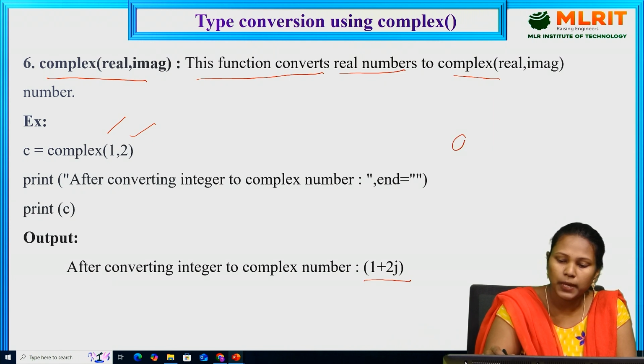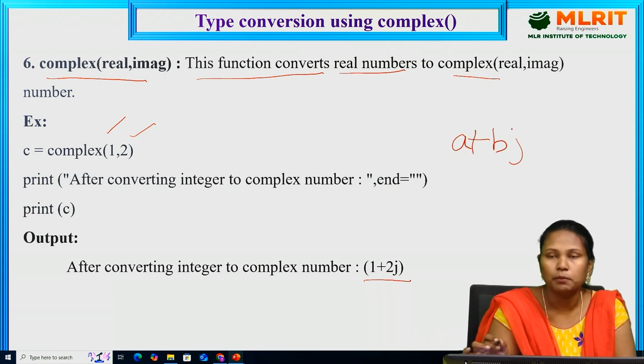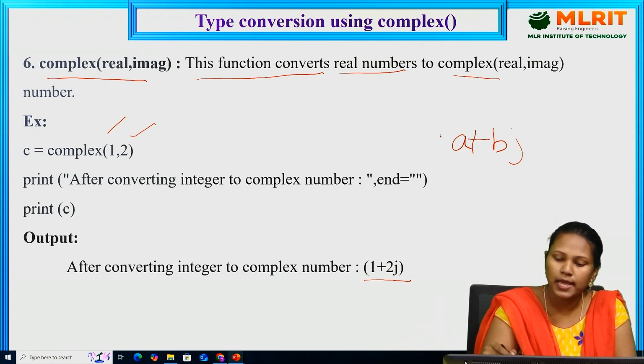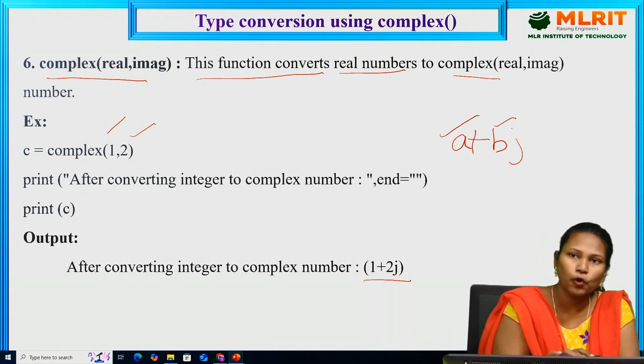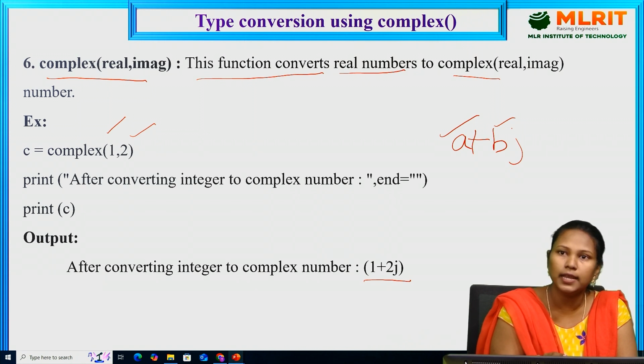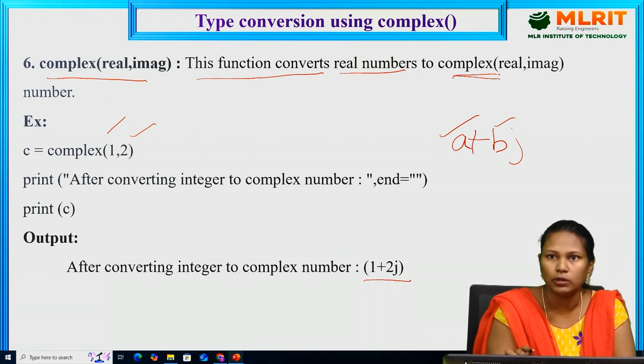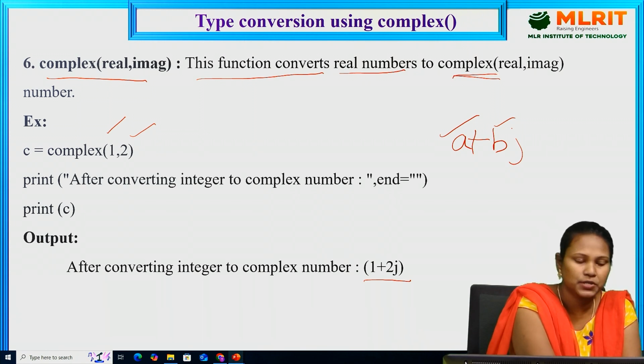The basic form of a complex number is a plus bj. The a is the real value, b is the imaginary value. So with the help of the complex function, we are converting real numbers to complex numbers also. These are the built-in functions.